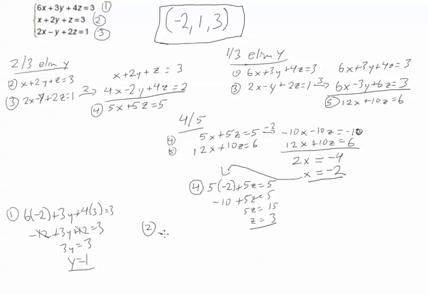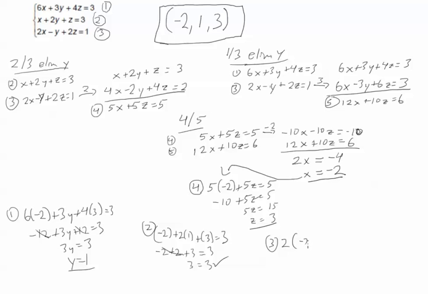I've got negative 2 plus 2 times 1 plus 3 should equal 3. Well, negative 2 plus 2 plus 3 equals 3. My 2's cancel. I'm left with 3 equals 3. Good to go. And let's make triple sure. We'll check it in equation number 3.